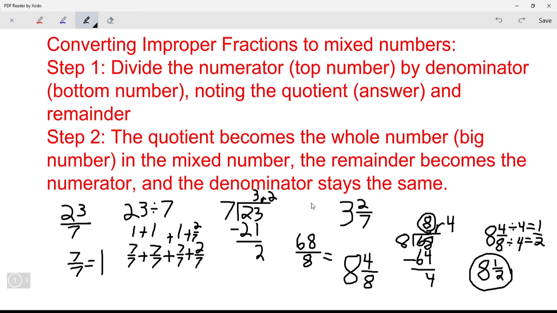Just start writing out improper fractions, converting them to mixed numbers. Start writing out mixed numbers, converting them to improper fractions using the other video I made. Because it's extremely important to be able to do that. And also make sure that you're reducing the fractions.